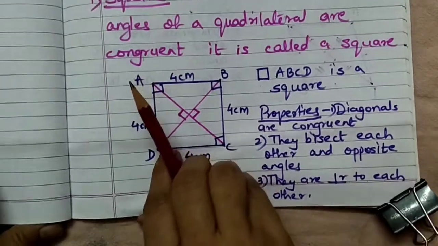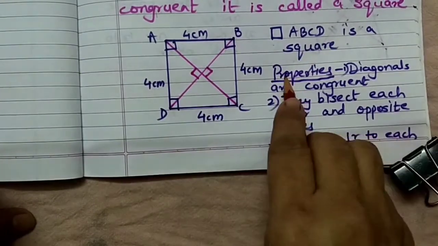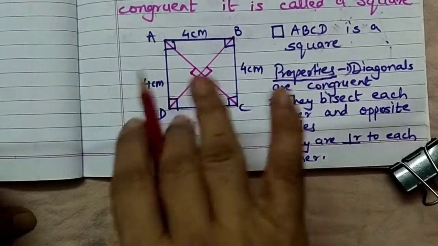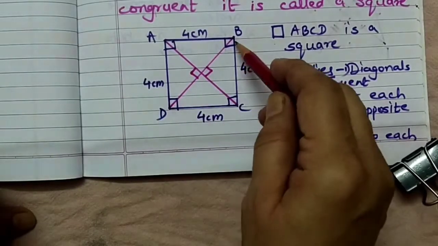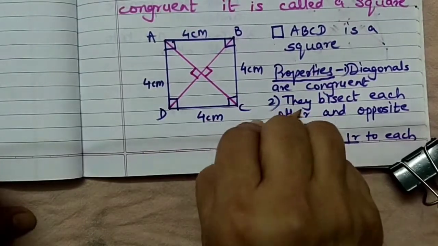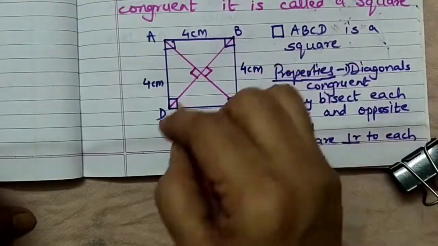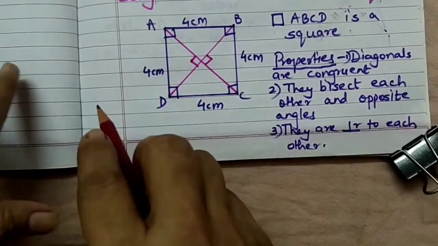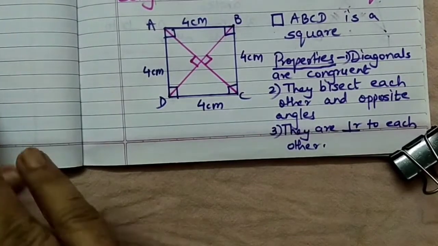Now what are the properties of a square which make it different from all the other quadrilaterals? The properties are: diagonals are congruent. Now this is a diagonal. There are 2 diagonals. All the quadrilaterals will have 2 diagonals. So this is one diagonal AC and the other diagonal is BD. The diagonals of the square are congruent, that is DB is equal to AC. If we measure, they will both be equal. Then they bisect each other. Bisect means to divide something into equal parts.